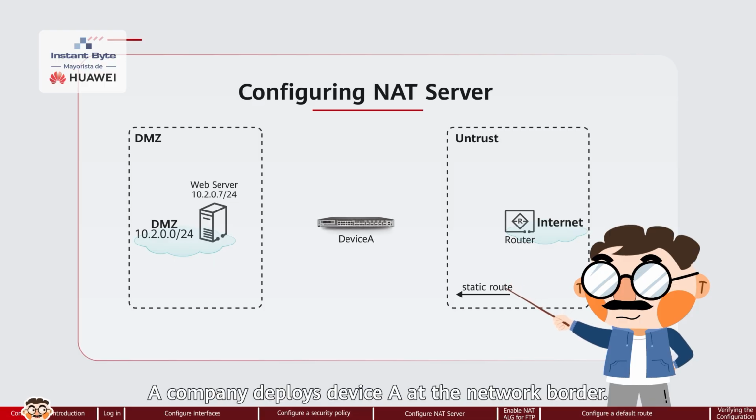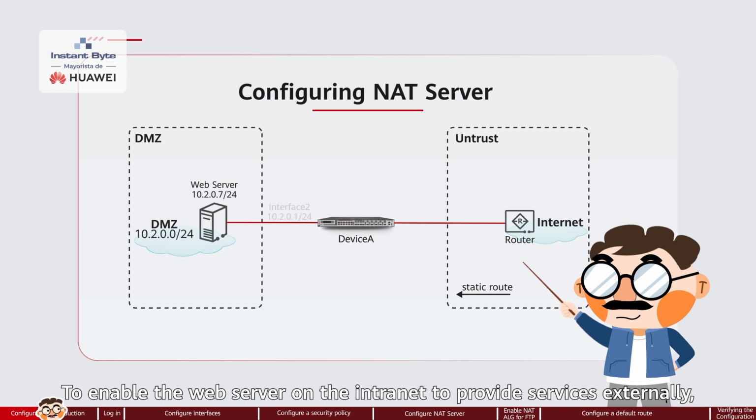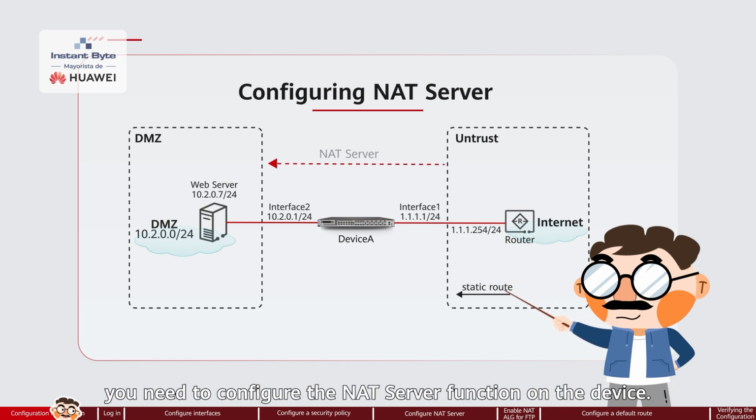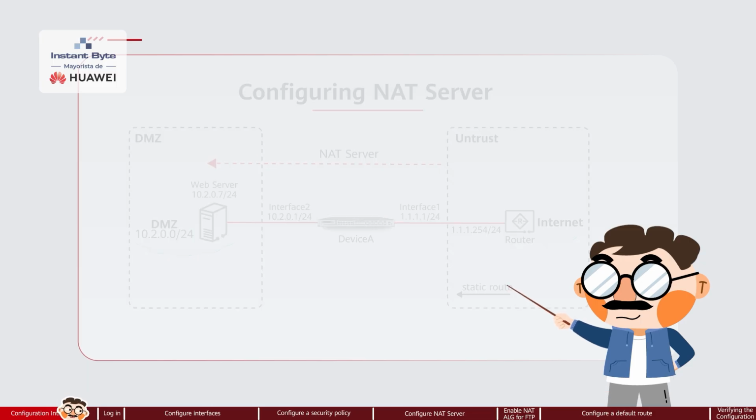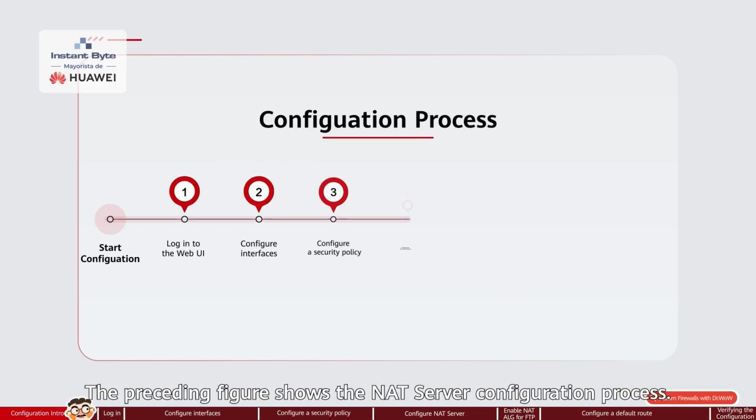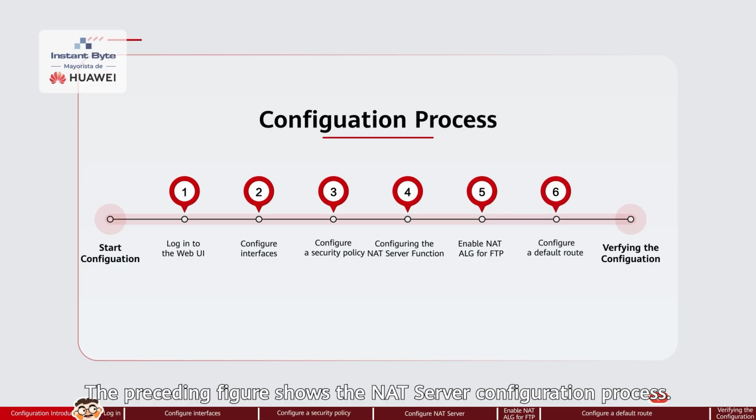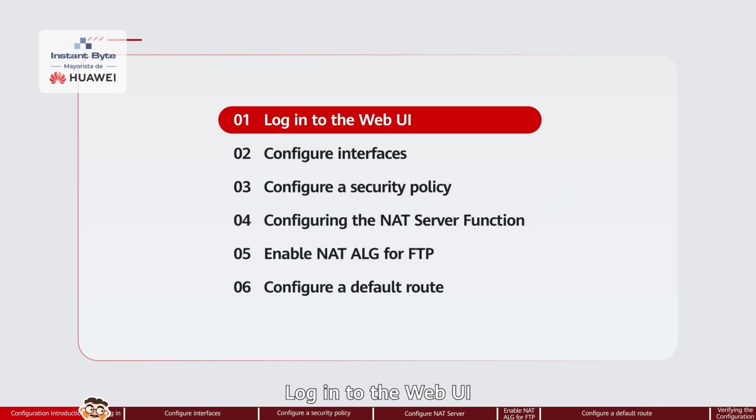A company deploys device A at the network border. To enable the web server on the intranet to provide services externally, you need to configure the NAT server function on the device. The preceding figure shows the NAT server configuration process. Log in to the web UI.